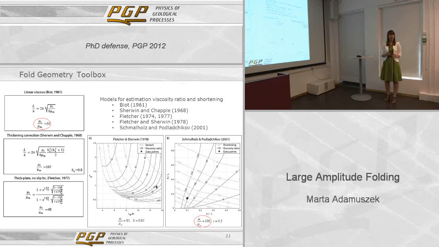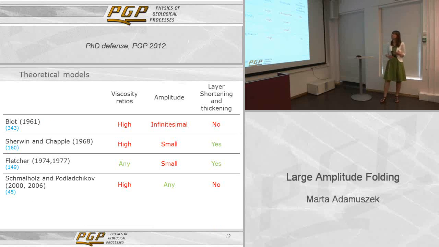And I noticed that in some cases, the results that I got from this method were not the same as my input data to my numerical simulations. And that motivated me to look closer at different theoretical models and their limitations. So here I listed these theoretical models, and I checked their applicability to various viscosity ratios, amplitudes, and if they include the process of layer shortening and thickening.